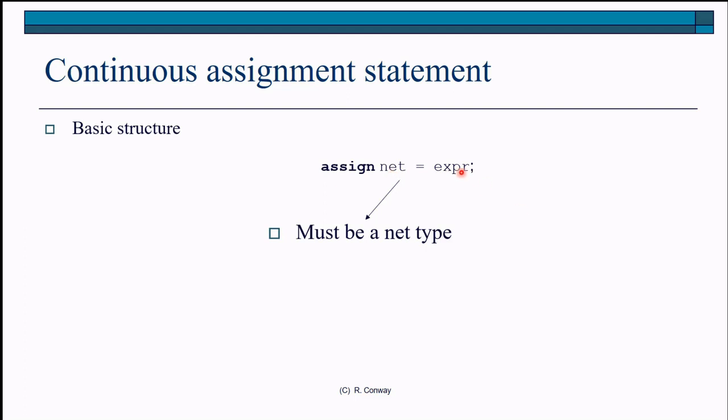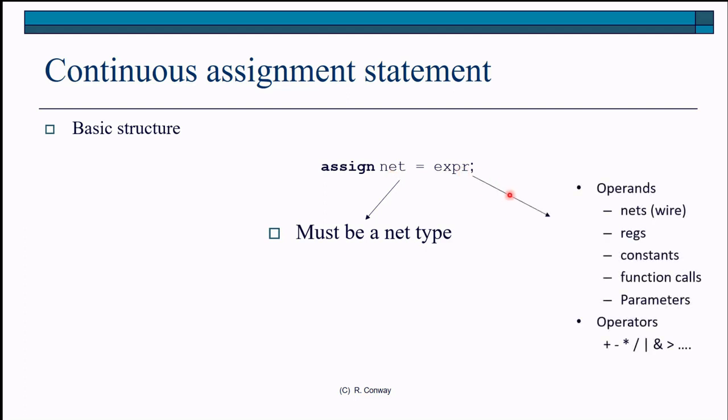The expression on the right hand side is like a normal expression you'd have seen in other languages. It consists of operators and operands, and the operands can be a mix of wires or reg variables, constants, function calls, or parameters. So for the moment you can just think of the operands as being of type wire or of type reg.